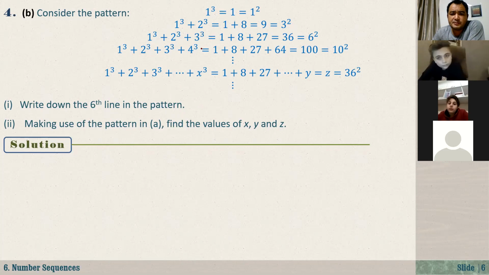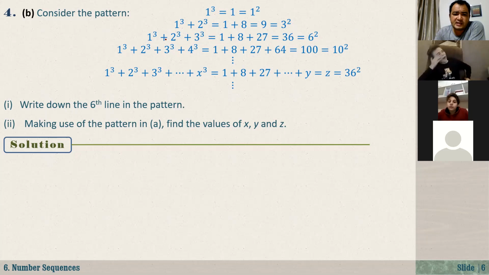Consider the pattern. It's about the sum of the cubes of the natural numbers. Maybe next time, if we have time, we will talk about this in more depth. Here we have 1 cube equals 1 squared. And 1 cube plus 2 cube equals 1 plus 8, that's equal to 9, which is equal to 3 squared. And 1 cube plus 2 cube plus 3 cube, that's equal to 1 plus 8 plus 27. If you just add them up, that's equal to 36, again 6 squared.